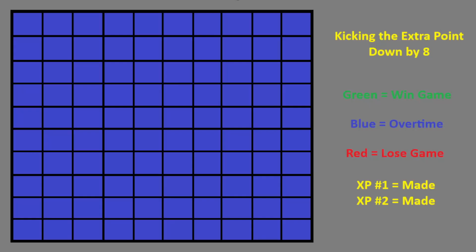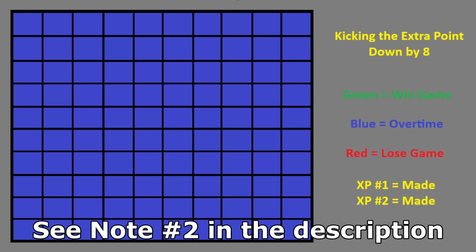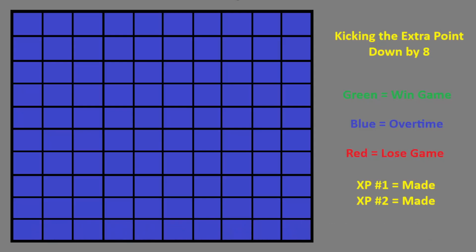So from here, we can assume overtime is a coin flip, or we can look at the data. In those 2,108 games where a team was down by 14 points after the third quarter, 41 of those games went to overtime. How many of those games were won by the team completing the comeback? 19. How many losses? 19, with 3 ties.